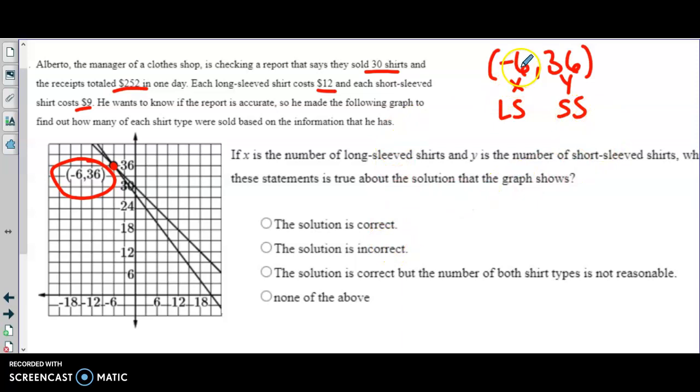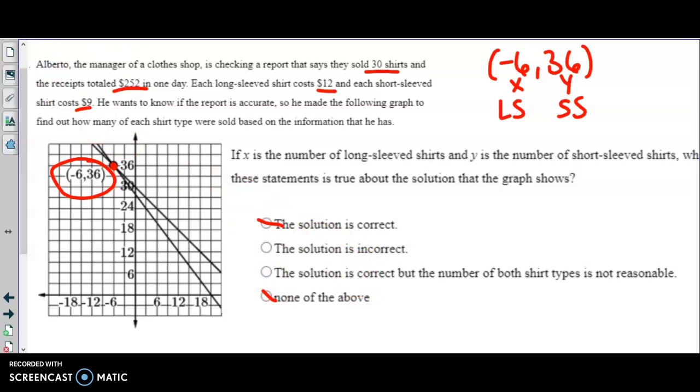Well, let's think about this. We sell 30 shirts total. So we can't sell 36 short sleeve shirts. And there's no way that you can sell a negative number of things. Like you could sell 0 things, but you can't sell negative 6 long sleeve shirts. So this answer in a real world context does not make any sense. The solution is not correct. The solution is incorrect. The solution is correct, but the number of both shirt types is not reasonable. None of the above. Okay, so we got to figure out which one of these it is.